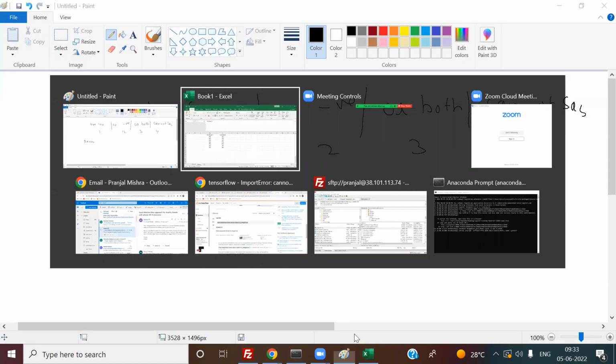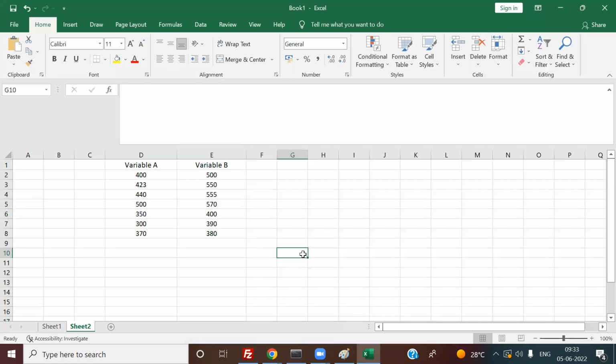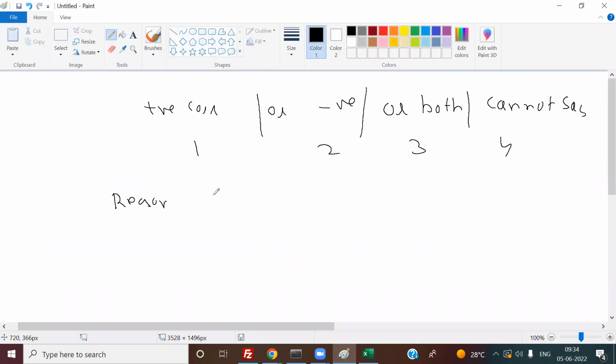ये hint है. क्वेश्चन के साथ उसका हिंट भी दे दिया. See these numbers again. I repeat, you have to choose out of these four options whether it's positive, negative, both, or cannot say.